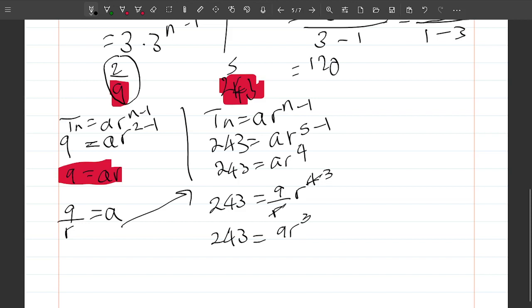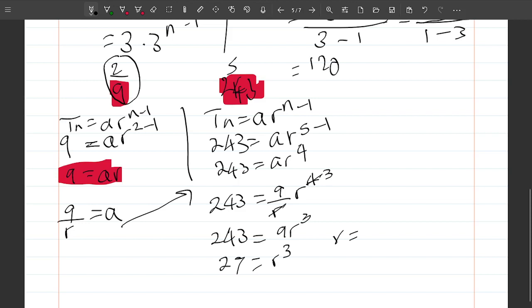So 243 divided by 9. That should give us 27. So we get 27 is equal to r cubed. And then to remove the cube, I'm going to cube root both sides. So then I'll end up with an r of, which I'm going to check now with the calculator. So we've got cube root, so I'm going to do that with a 3, of 27, and that just gives us a 3.